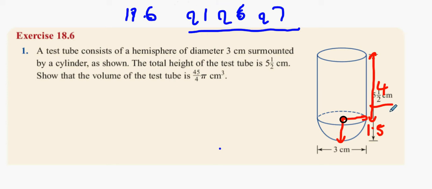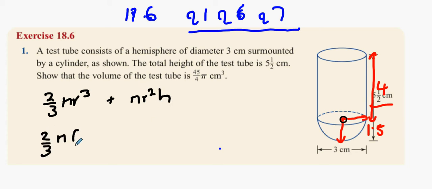Alright, what's the volume of the hemisphere? 2 over 3 pi r cubed. What's the volume of the cylinder? Volume of a cylinder, lads? Yeah. So what's the radius cubed? And what's the radius squared by height?